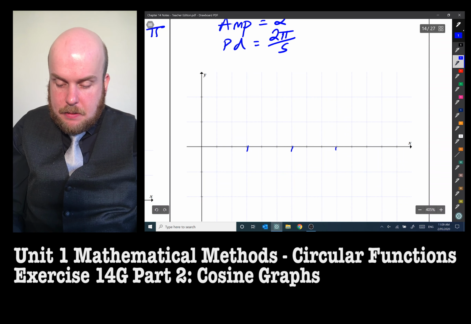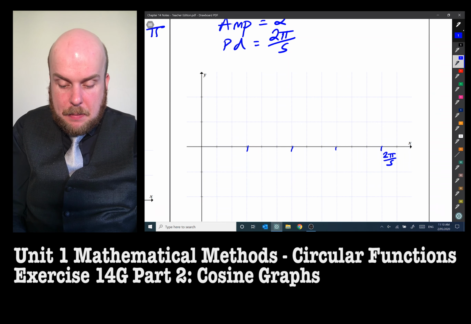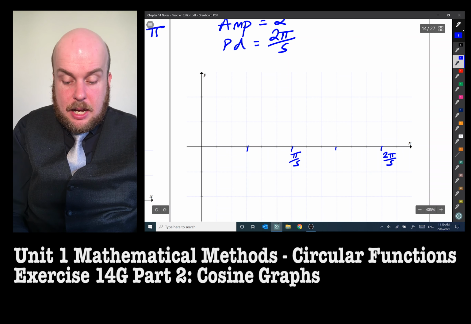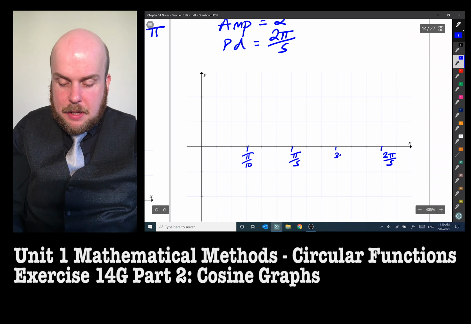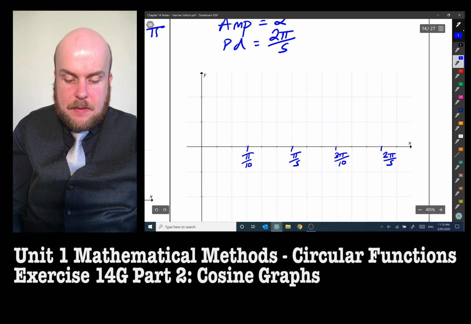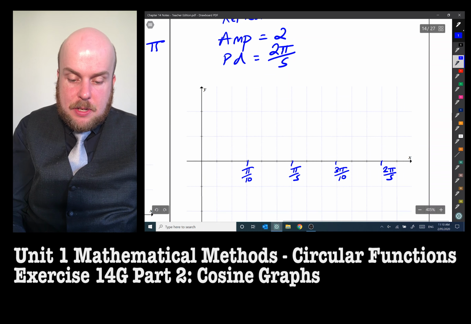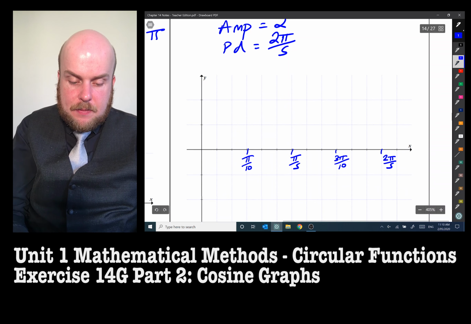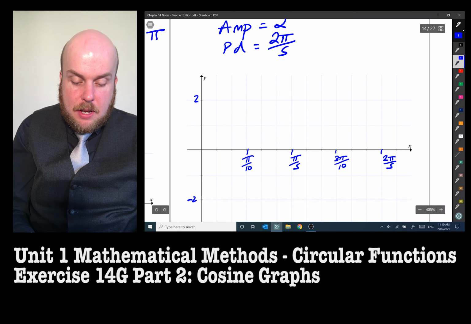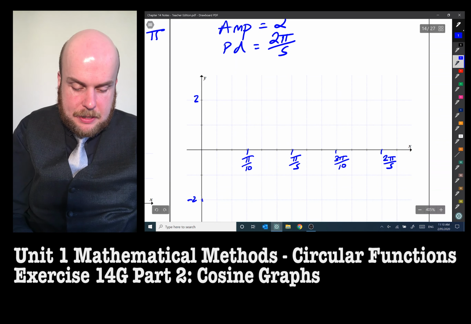So there's my quarters. 2 pi over 5, halfway would be pi over 5. Half of that would be pi over 10, and this would be 3 pi over 10 over here. The amplitude is 2, so it's 2 and negative 2. But of course it's upside down, so it starts here, then goes here.